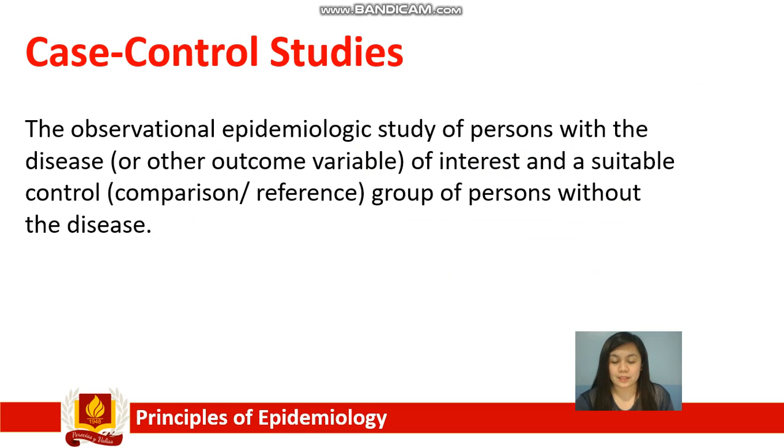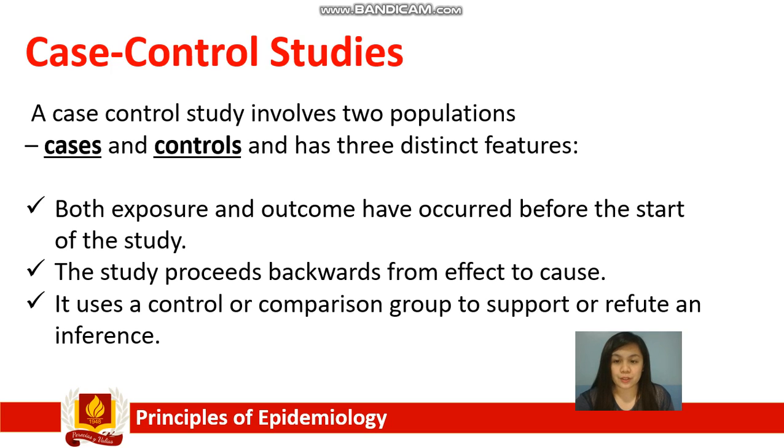Case control studies are observational epidemiologic studies of persons with a disease of interest and a suitable control group of persons without the disease. A case control study involves two populations, the cases and the controls, and has three distinct features. Both exposure and outcome have occurred before the start of the study. The study proceeds backwards from effect to cause. It also uses a control or comparison group to support or refute an inference.